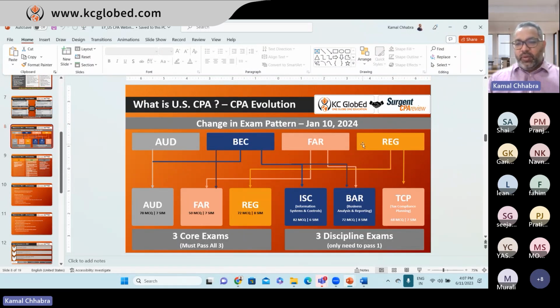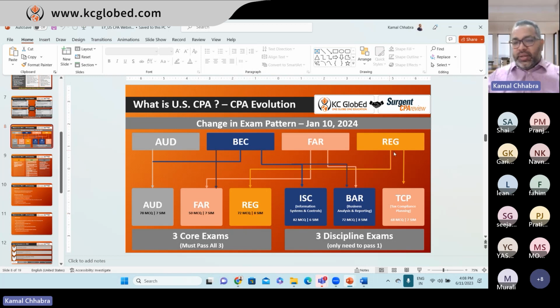If you see, regulation is dividing into 2 parts. One is regulation, where individual taxation and business taxation will go. The other part is TCP, tax planning. So tax planning would be coming as an individual exam. That means going forward from 10th January 2024 onward, you need to sit for audit, FAR and regulation.